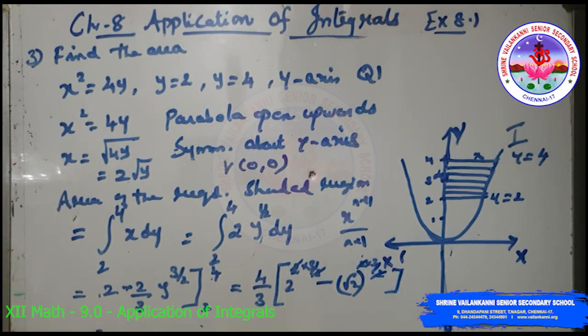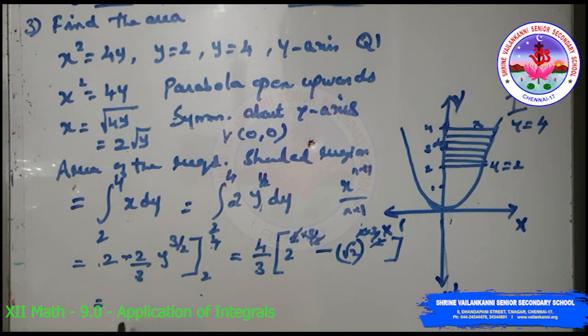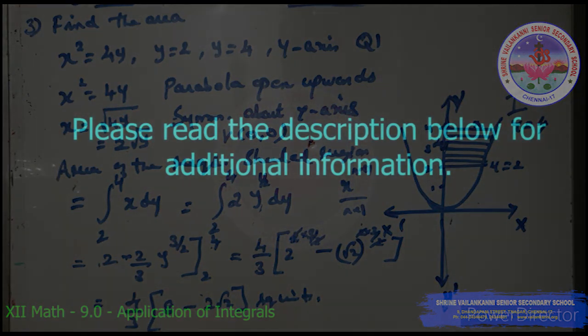So this is equal to 4 by 3, 2 cube is 8, minus root 2 whole power 3, which is 2 root 2, square units. So the required area is 4 by 3, 8 minus 2 root 2 square units.